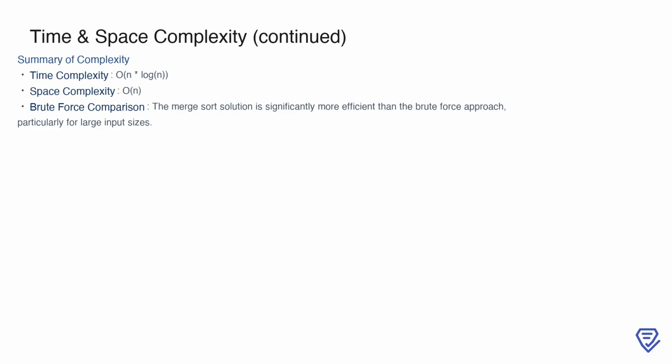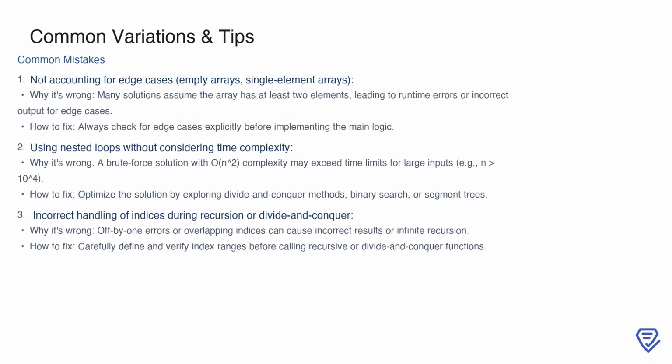This difference becomes especially important when dealing with large input sizes, where the brute force method would be far slower and less practical. By leveraging the divide and conquer technique and minimizing redundant comparisons, the merge sort solution offers a scalable and elegant way to solve the problem of counting smaller numbers after self. When working on this problem, there are some common mistakes you should watch out for.